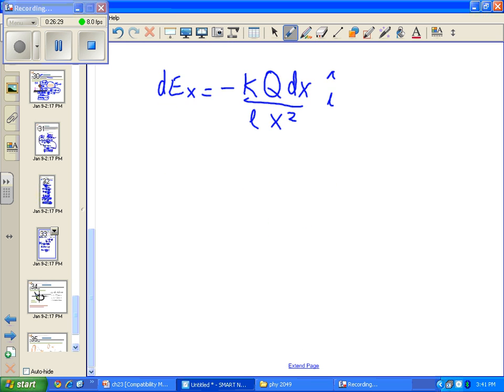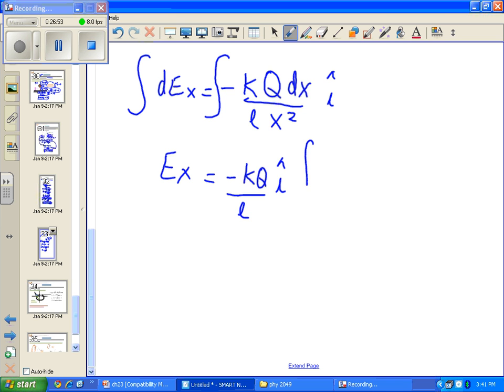And now I am ready to take the integral of dEx, and therefore obtain the value of Ex. Well, let's see. We've got a bunch of constants here that can come out of the integral. Minus kq over L, and let's put i hat here, dx over x squared. Where do my little dq's first appear? At x equals a. Where do they end? At x equals L plus a.